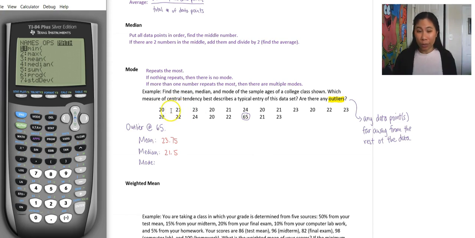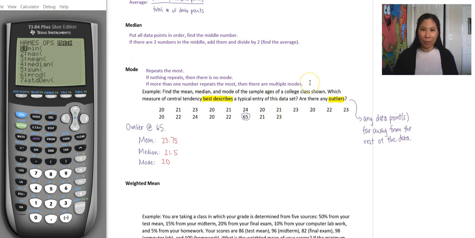It looks like we saw 20s a lot. There were 1, 2, 3, 4, 5, 6 20s. Another number that repeated a lot was 22, I think, but there were only 1, 2, 3 of those. I think 21 and 23 also repeated a bunch of times, but not as many as 20. So our mode is going to be 20, because that repeated the most.